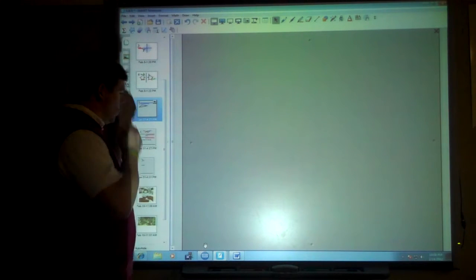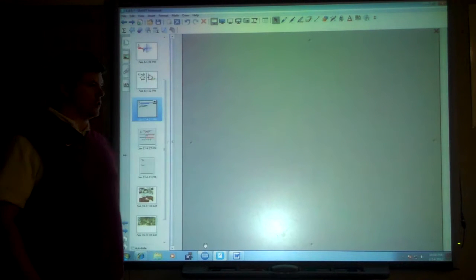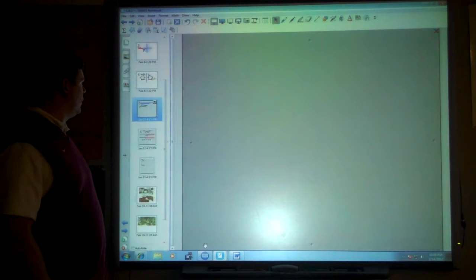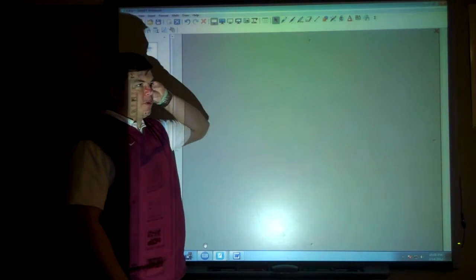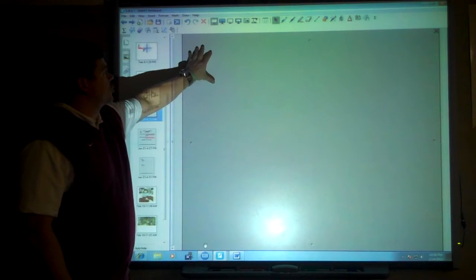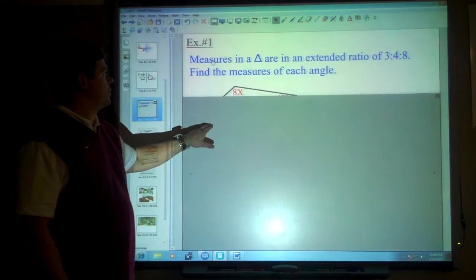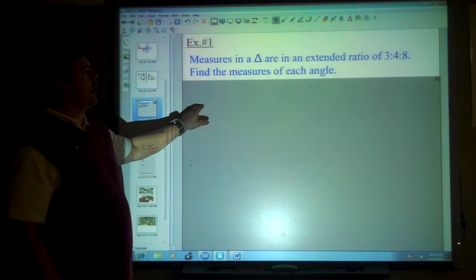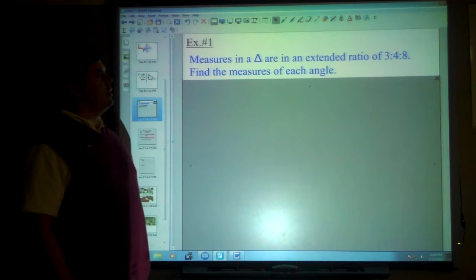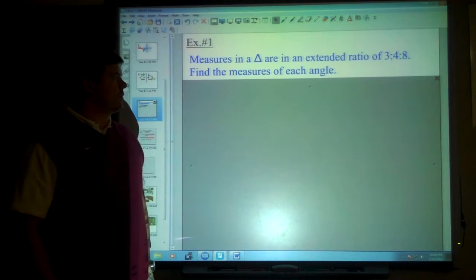Geometry lesson 8-1. We're going to look at some proportions now and how we can use proportions to solve. So one scenario for proportions is when we have a triangle and there's relationships comparing the angles of those triangles. So measures in a triangle are an extended ratio of 3, 4, 8. Find the measures of each angle.